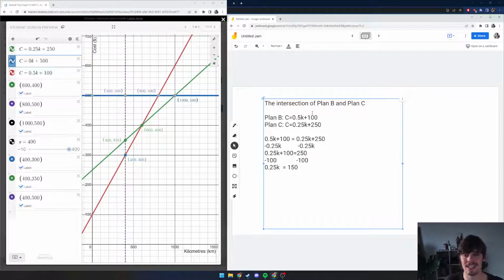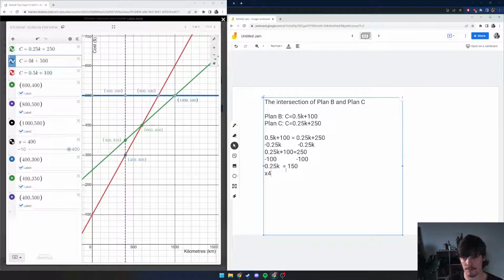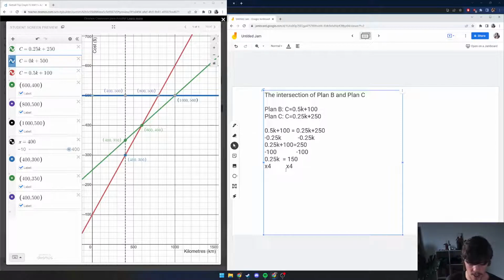So now I need to get this to being 1k. How do I get from 0.25 to 1? Well, 0.25 is a quarter, so I'll times it by 4. If I'm timesing that side by 4, I'll also times this side by 4. So I'll end up with just a k on this side because 0.25 times 4 gets me to 1. And then k is going to be equal to 150 times 4, which is 600. So now I know k equals 600.